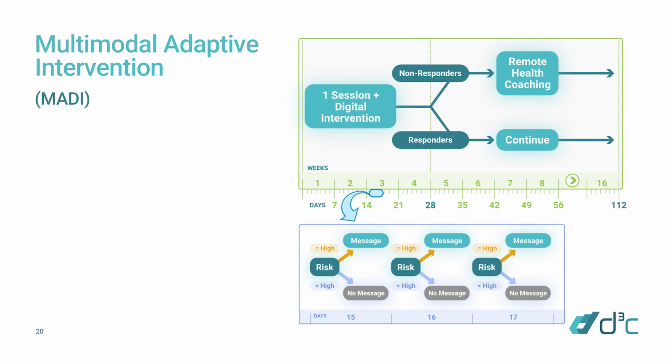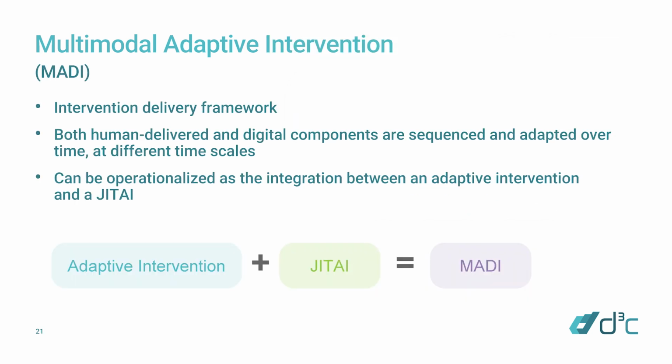You see? So I want to create an intervention in which human-delivered components are adapted on a slow time scale, and digital components are adapted on a faster time scale. In other words, I want to develop a multimodal adaptive intervention. And you can think about it as an integration between a standard adaptive intervention and a JEDI.